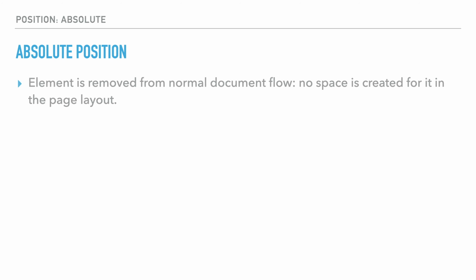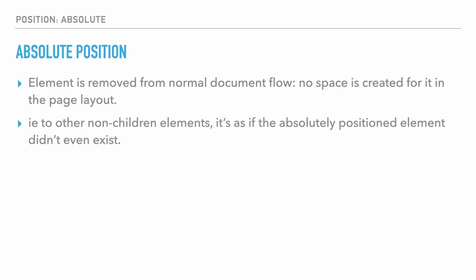The absolute position type is oftentimes used in conjunction with the relative position. An absolutely positioned element is removed from the normal document flow. No space is created for it in the page layout, and so the next sibling elements will take its place in the document flow. What this means is that to other non-children elements, it's as if the absolutely positioned element didn't even exist. This is the first position type we saw that takes the element out of the normal document flow.